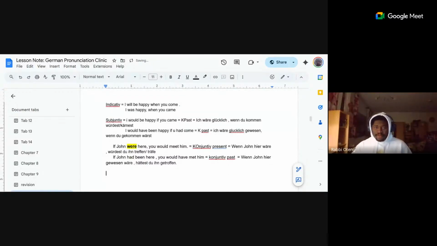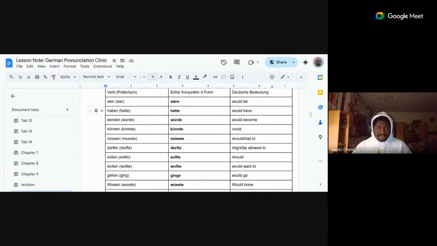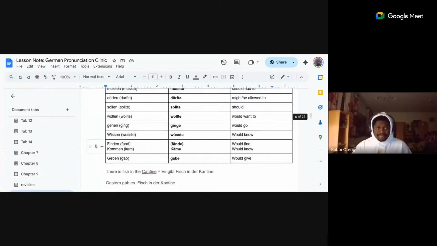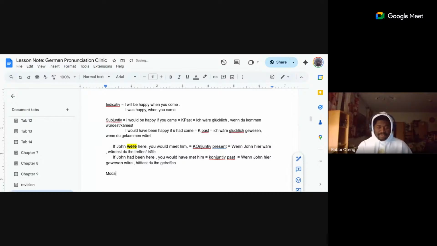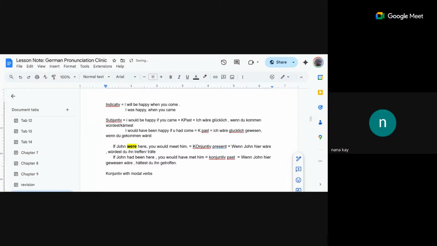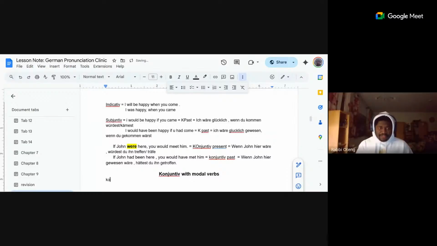Okay, so with the modal verbs, let's start with können, using the modal conjunctive with modal verbs. Okay, our first modal verb is können, which in English means to be able to, like can.